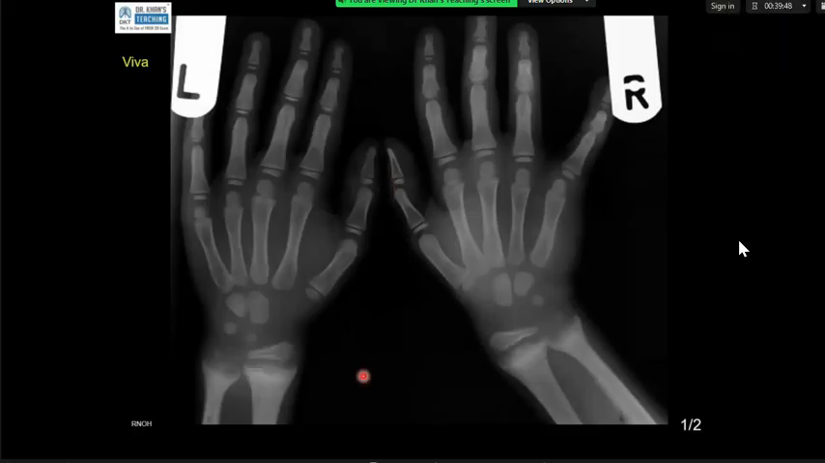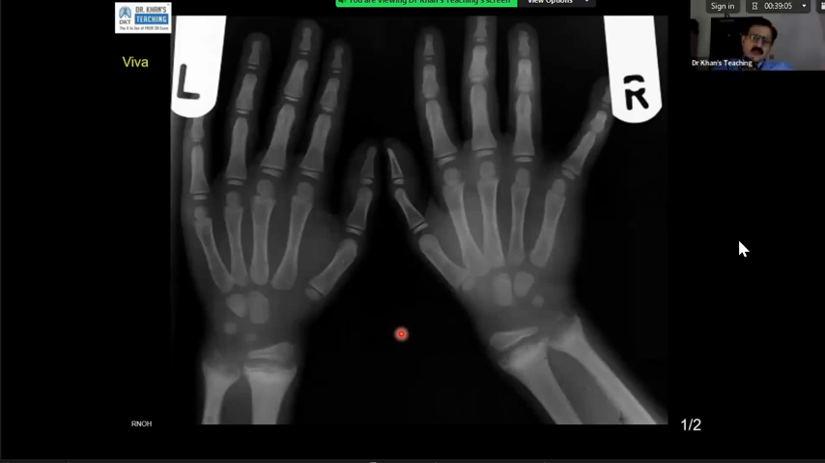Yes, please. So I've been provided with the DP view of both hands, including the wrist region, of a pediatric age group child. And here I can see that there is cupping, fraying as well as splaying at the distal ends of the radius and ulna on both the sides. So I believe that this is a case of rickets, and besides that, I don't see any other obvious abnormality in any of the other bones.